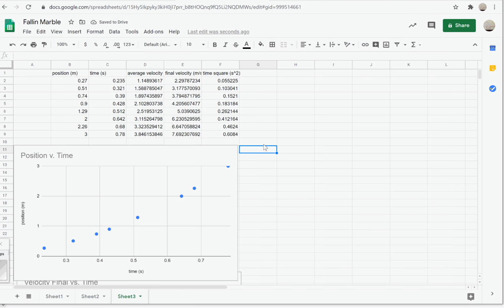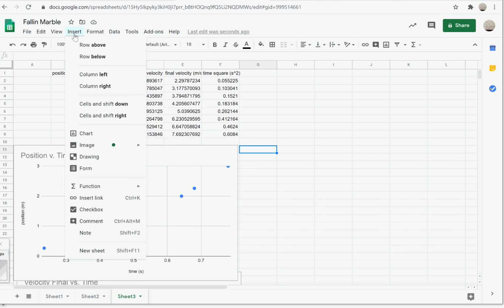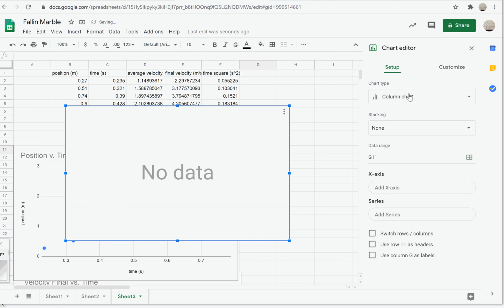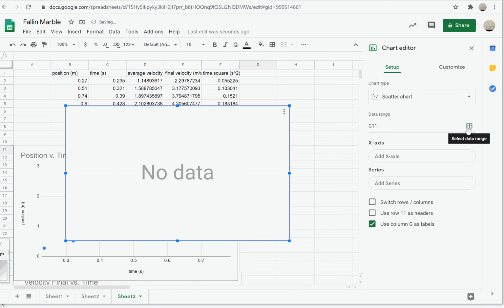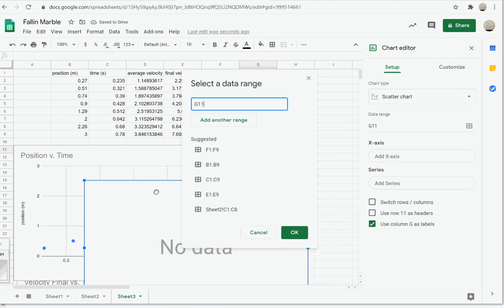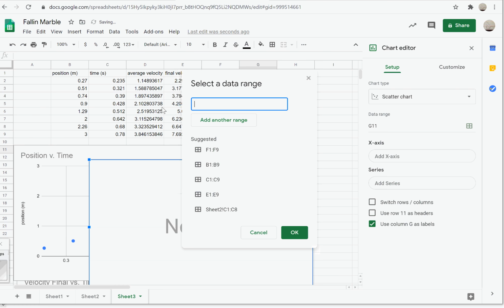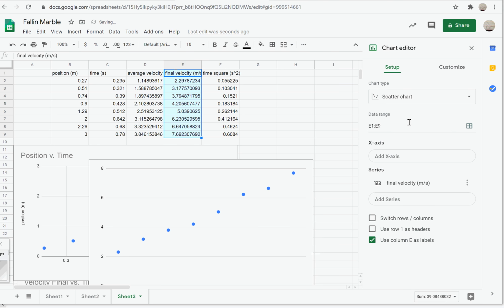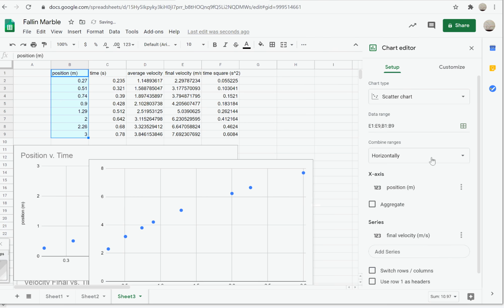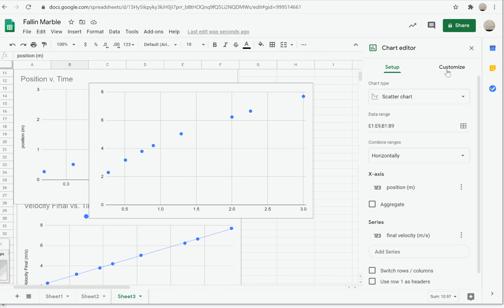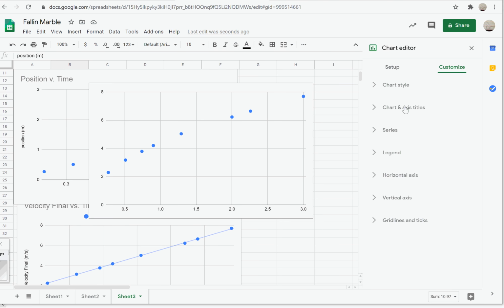But now let's go up and do one more graph. Insert, chart. You should know where we're going. Fast forward through this stuff if you know exactly what you're doing. For data, I want to do a graph of final velocity versus, for my x-axis, distance or position. So there's my position. Horizontal. And when I look at that graph, let's do the trend line thing again. Let's customize. And I'm going to label it as always.